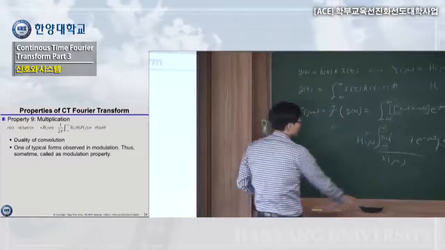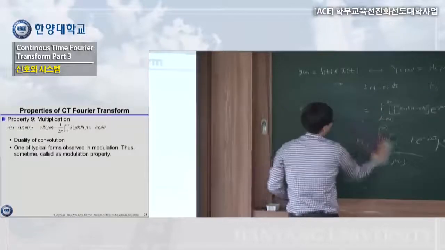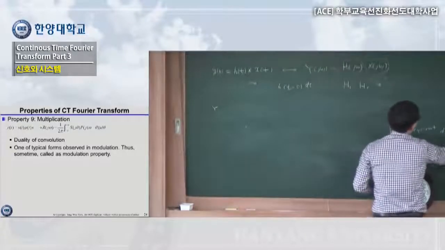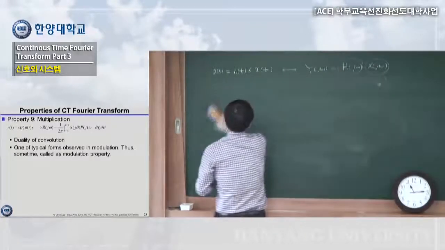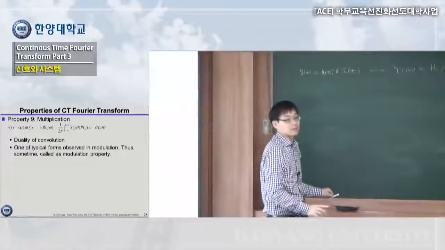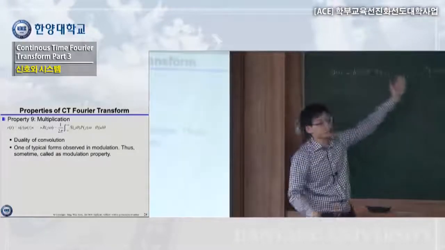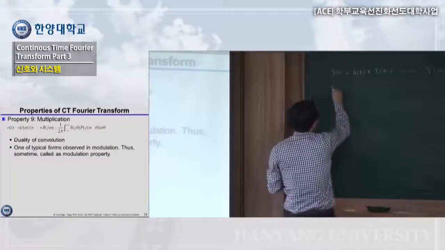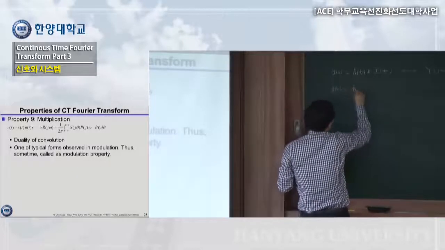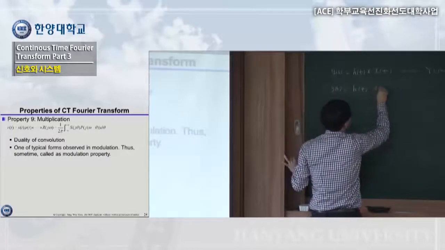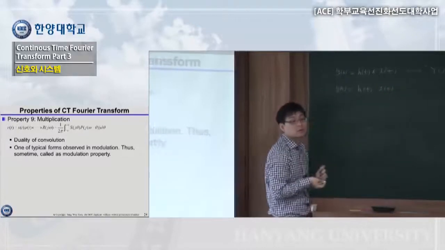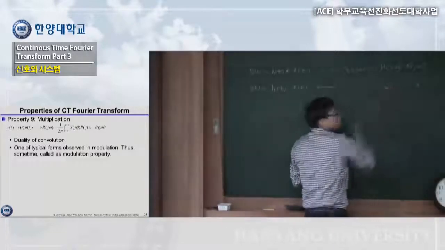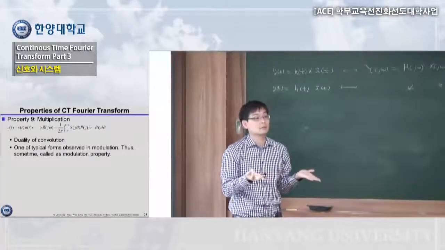Finally, multiplication. This one is also part of duality. Duality is what? From frequency to time, time to frequency, they are similar but not the same. So in here, the convolution changed to multiplication. What if you have multiplication instead of convolution? Then we can imagine that they somehow change to convolution.